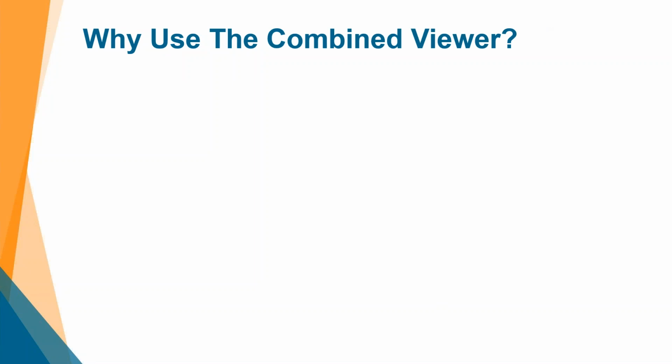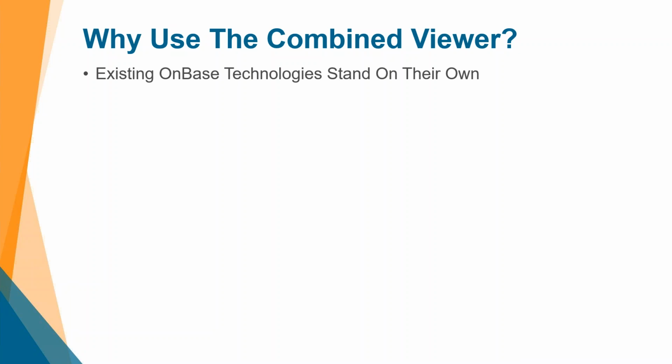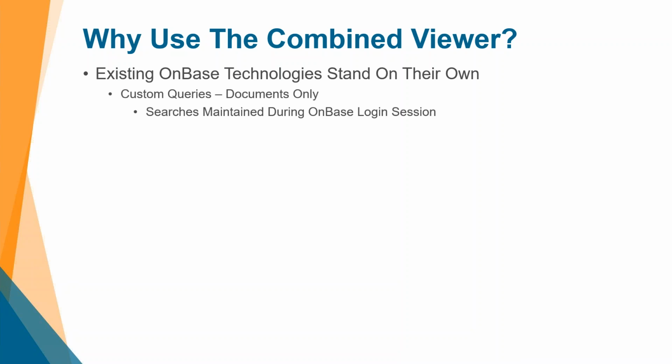So even before I show you what the combined viewer is, why would you even consider using it? Because you have a lot of different capabilities inside of OnBase to find the content that you're looking for. You have workflow and so on. Each of these different OnBase technologies really does stand on its own. You have retrieval, custom queries, folders, workflow, WorkView. That's great, but a user is going to have to move between those different sections.